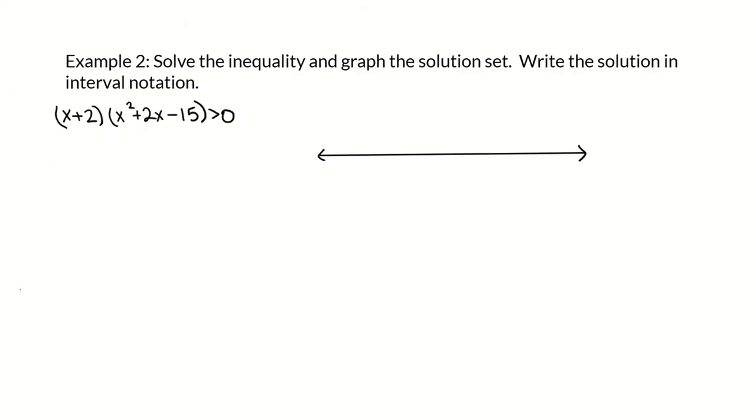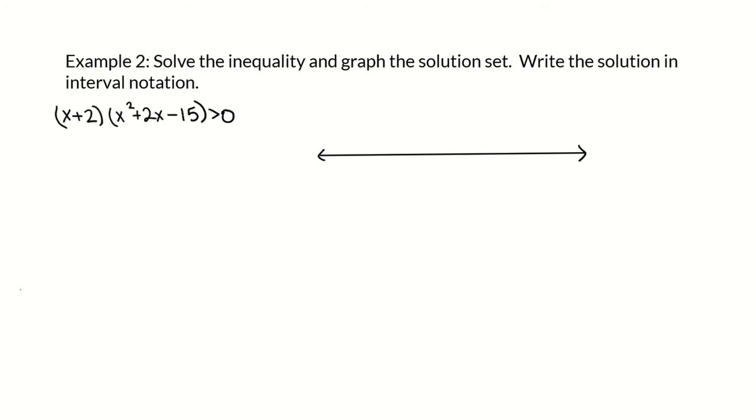First step to solving these inequalities is to move all terms to one side, then to factor, then to plot the solution points, and then to test a point in each interval. So solve this inequality and graph the solution set: x plus 2 multiplied by x squared plus 2x minus 15 greater than 0. Everything's already on one side, so now we want to factor.